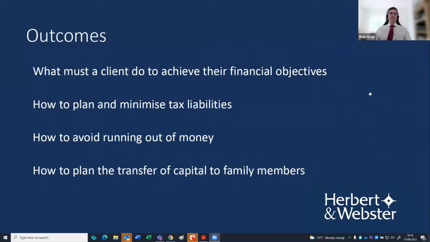So by using the financial planning software, the outcomes that we can then present to clients is to show them what they need to do to achieve their financial objectives. So if they've told us that they would like £30,000 a year income throughout retirement, it will help us to demonstrate if they have enough saved or if they need to save some more, and at what rate they need to save prior to retirement. We'd also look at how to plan and minimise their tax liabilities throughout their lives. That could be income tax, capital gains tax, inheritance tax.